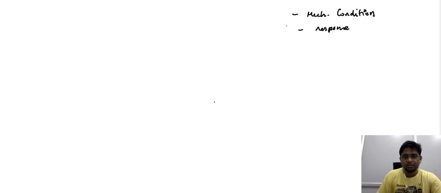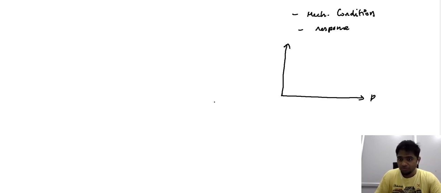Now we saw that an elegant, understandable way of describing the mechanical behavior of a material is using a graphical representation that comprises two distinct axes. Along the x-axis we consider the response offered by the material, and along the y-axis we consider the mechanical condition that we impose on the given material.